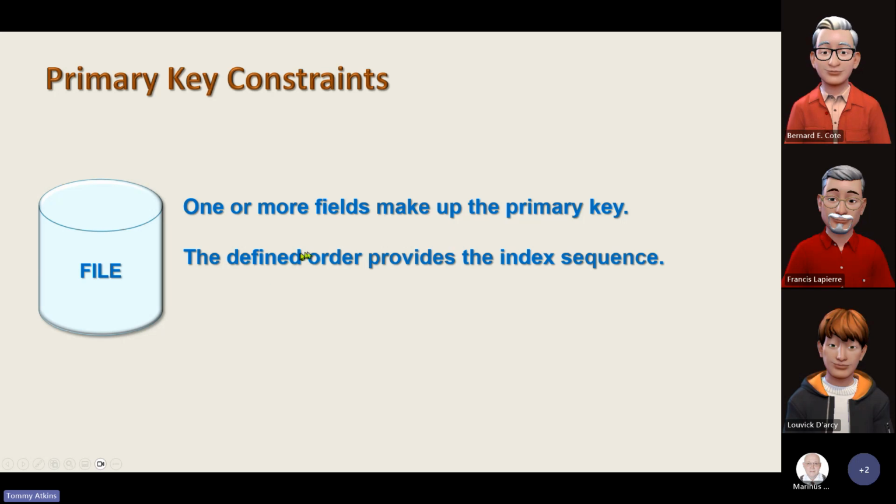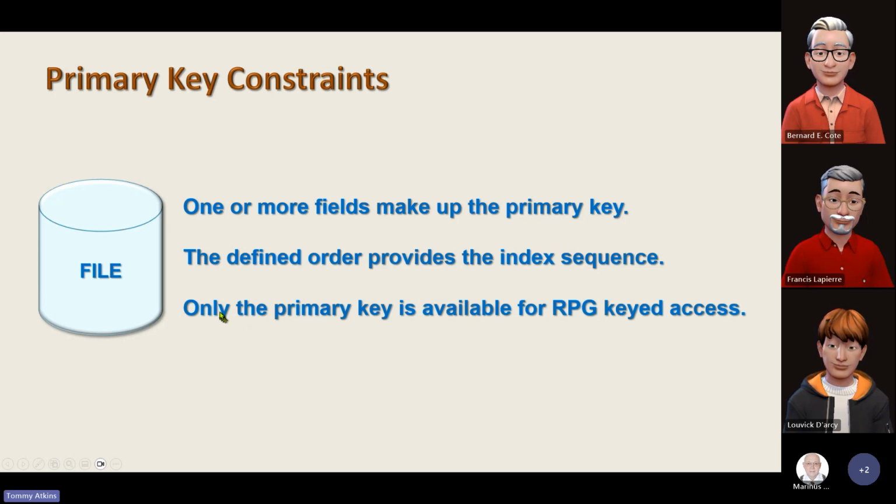The order in which the fields are defined provides the index sequence. The first field in the key is the most significant key field. The last one is the least significant key field. And there can be any number as long as the total doesn't exceed 2,000 bytes.